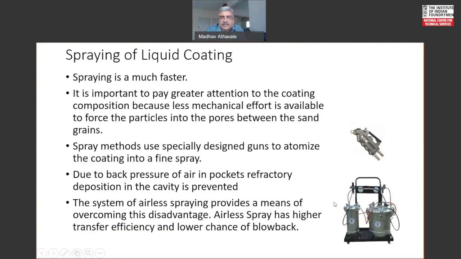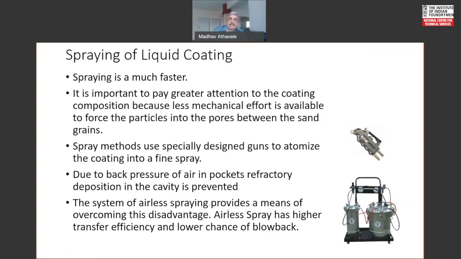That is what is presented here, where compressed air pushes the coating down. There is a stirrer also inside to ensure that the coating remains in a homogenized state, and that pushes the coating through a spray nozzle, and you get an airless spraying system. One advantage I have personally experienced in the past is that very highly viscous coating containing 70% solids also could be sprayed by using these kinds of airless spray guns.